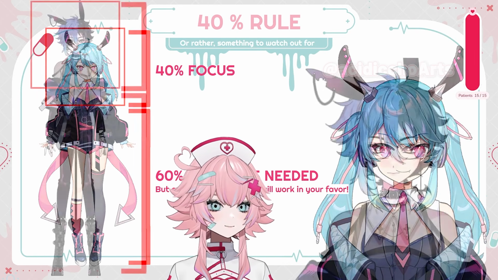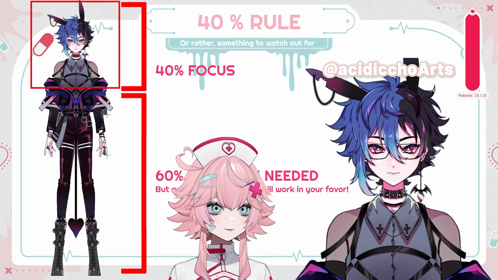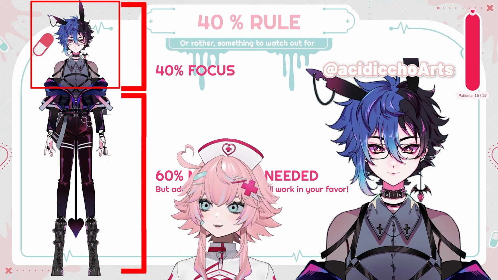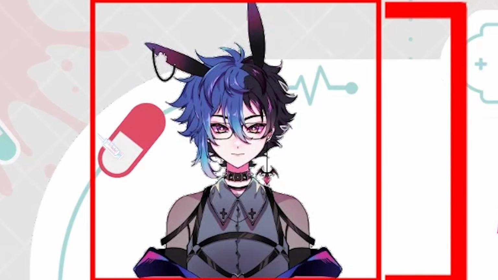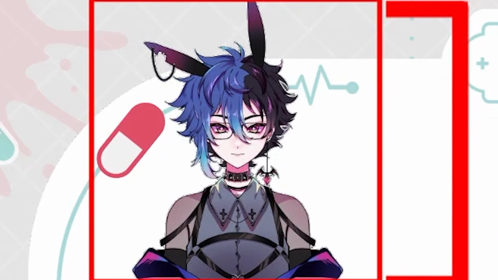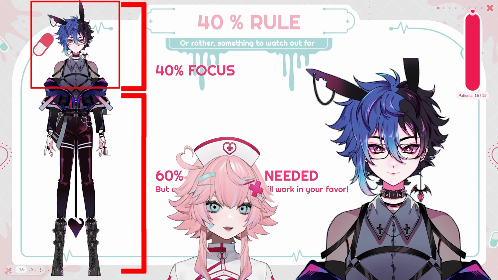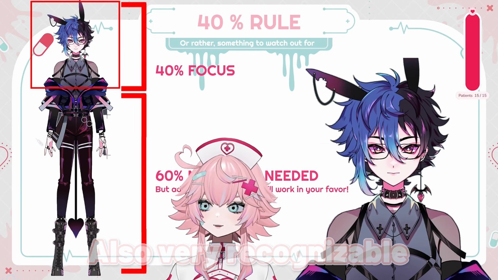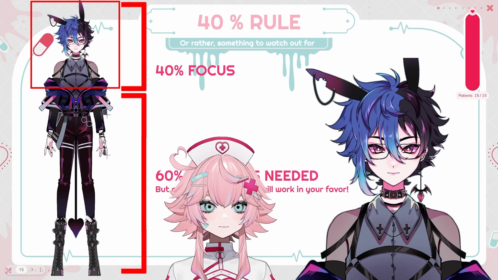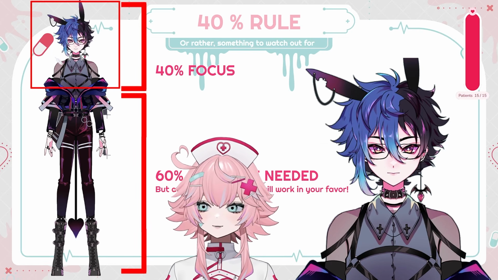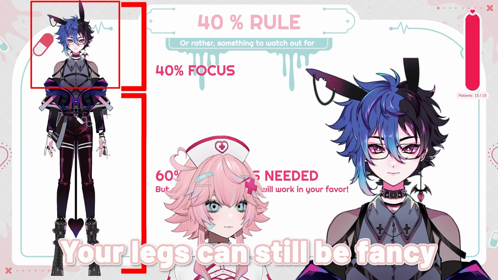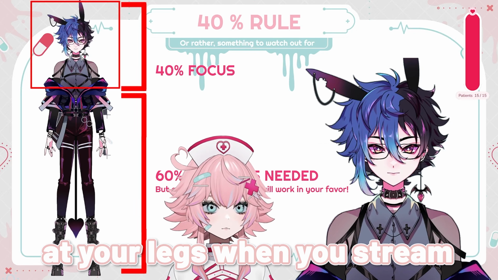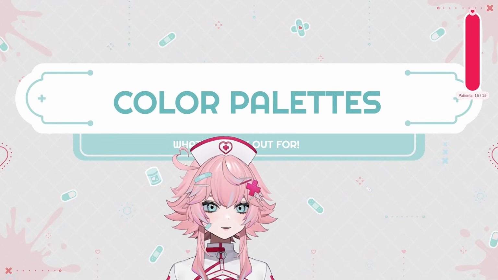I have one more example just because I like showing more than one example. But here we have the same thing. He would definitely pass the silhouette test because of the bunny ears and the piercings and the earring he's got going on, very recognizable. And again, he also has this demon tail thingy, also very recognizable. He doesn't have too much going on in the leg department, which is fine because you don't always see the legs. All the action is playing here. Your legs can still be fancy, okay? But nobody's gonna look at your legs when you stream. I'm sorry.